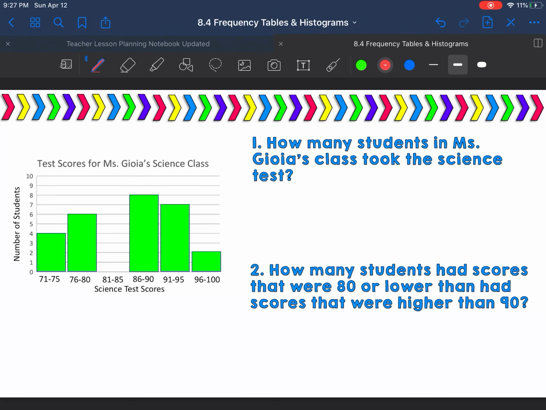What do you think, guys? This is easy, right? This ain't nothing. So now let's take a look at this histogram and answer some questions on this.